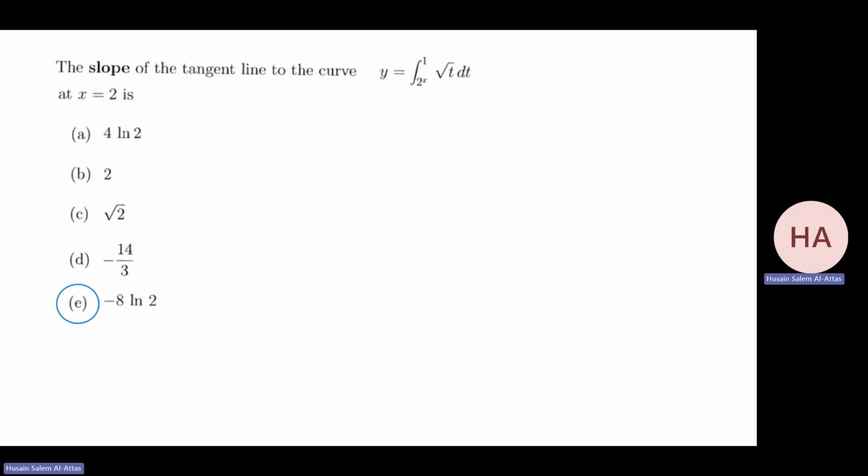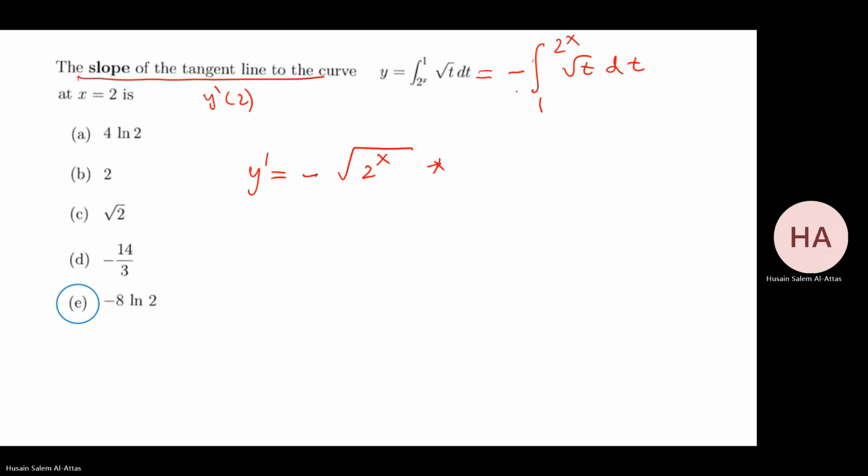The slope of the tangent line. It means I need to find what? Y prime at 2. Be careful here. I need to first rewrite it. That will be minus the integral from 1 to 2 to the power x of square root of t dt. Now find y prime. Y prime will be what? Minus square root of 2 to the power x times the derivative of 2 to the power x, which is 2 to the power x ln 2.